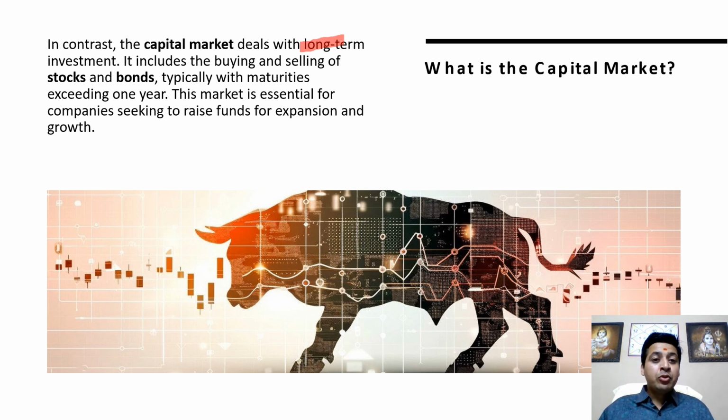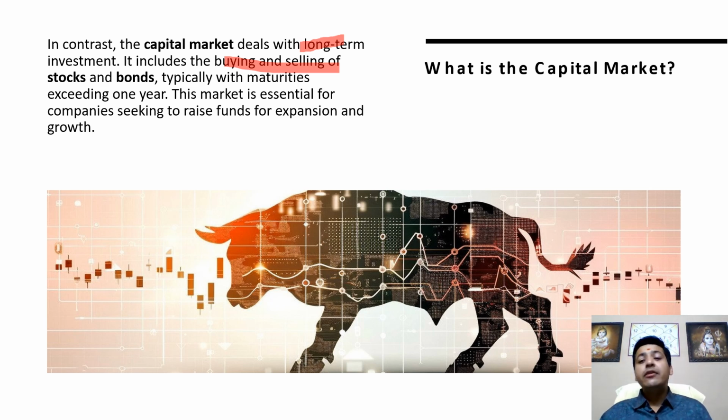So what does it include? It includes buying and selling of stocks, bonds, derivatives, typically with maturities exceeding 1 year. This market is essential for companies seeking to raise funds for expansion and growth. Whatever investment you are doing, this market is for the larger period. There is no in between. You invest in stocks, bonds, derivatives, future and forward derivatives. You are thinking for the future. If you are investing for more than 1 year, it comes under the capital market.